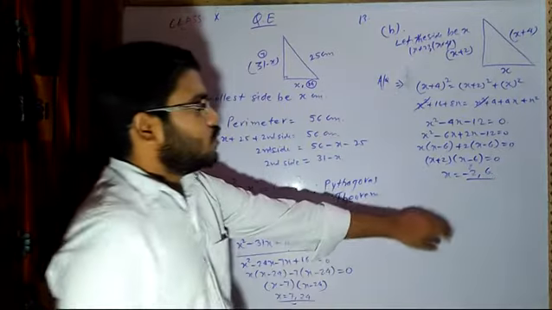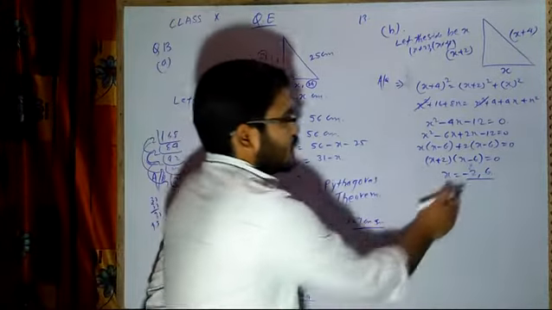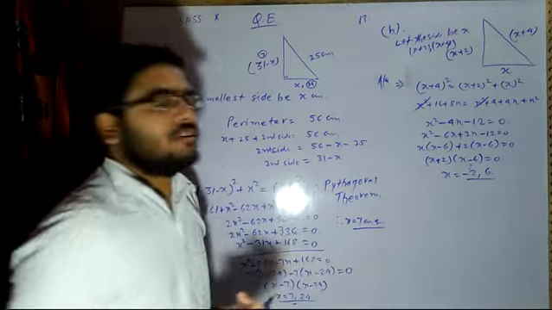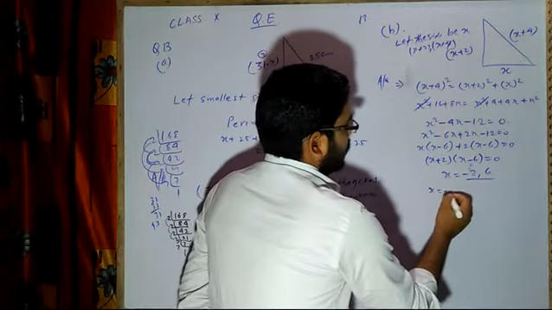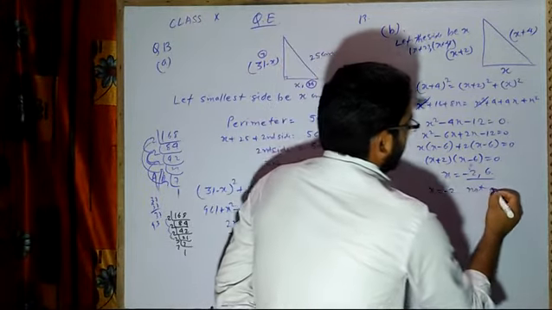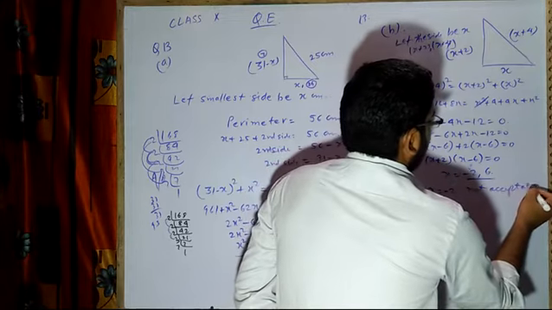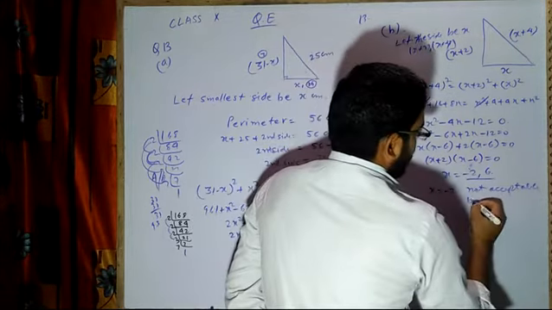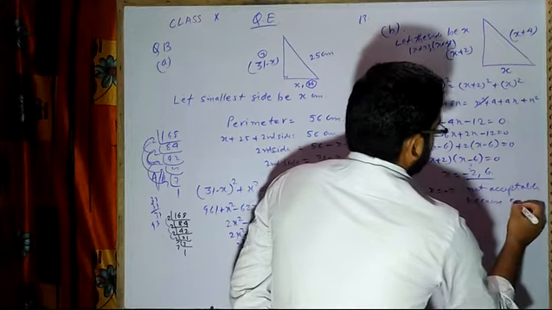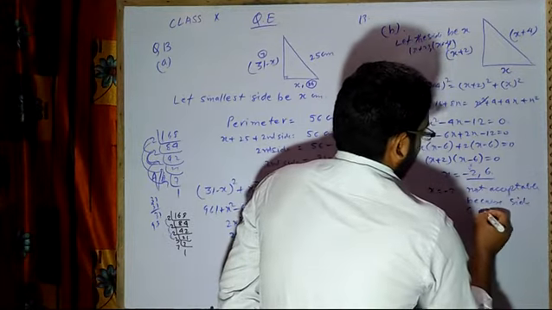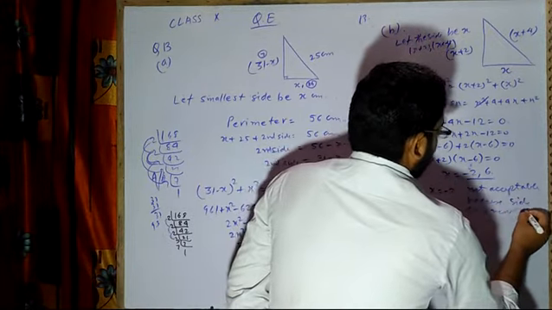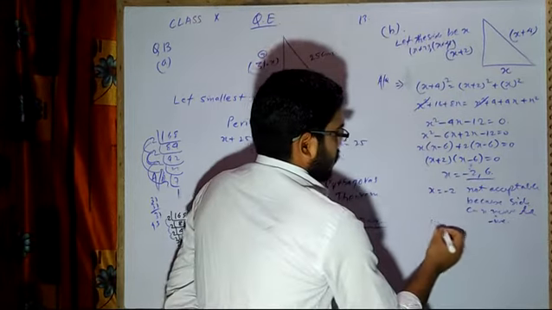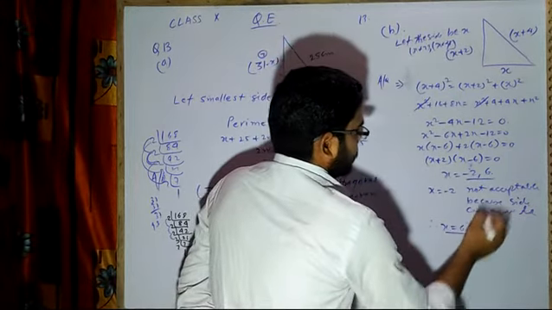Now out of these two I have to select only one. X cannot be negative because the side or the length of a triangle cannot be negative. So I will say x equal to minus 2 not acceptable. Why not acceptable? That also you should write. It is good practice. Not acceptable because side can never be negative. Therefore, x is equal to 6.